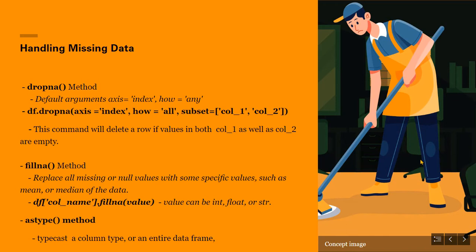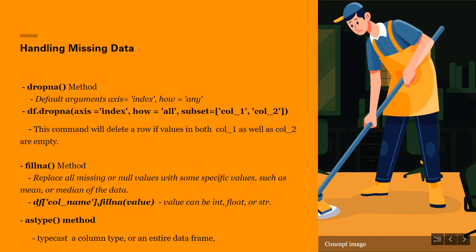The axis argument has another value as well, which is axis equals columns, or 1, and how can also accept all. This means columns that contain all null values will be deleted. The dropna method also accepts a subset argument. It is a list of columns on which the method will be applied. Here, the command will delete an index, meaning a row, if all values in both col1 and col2 are empty.